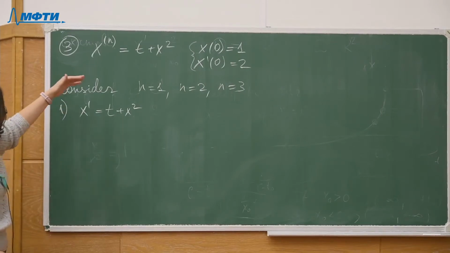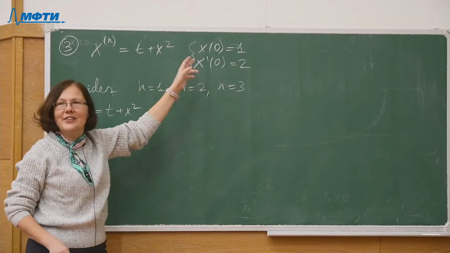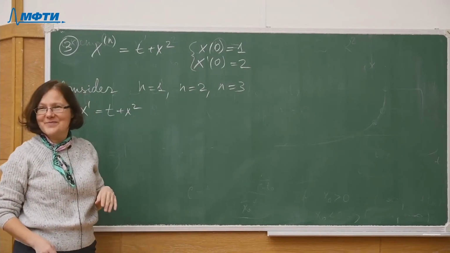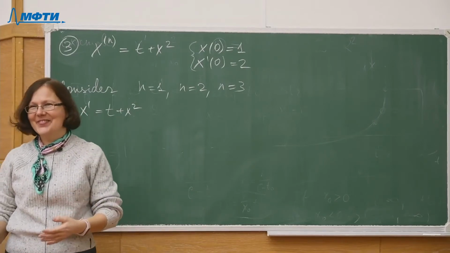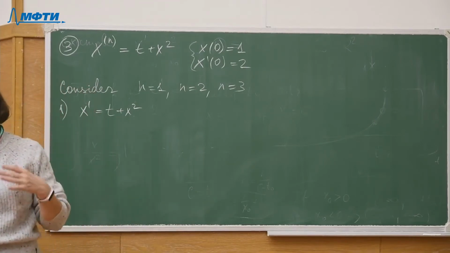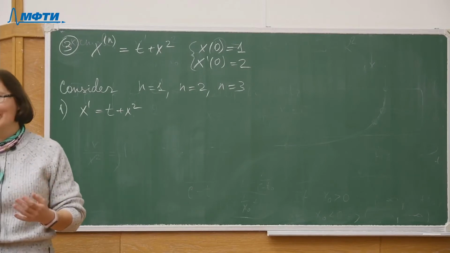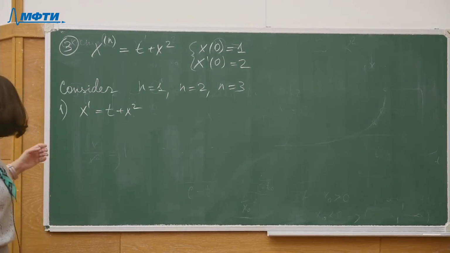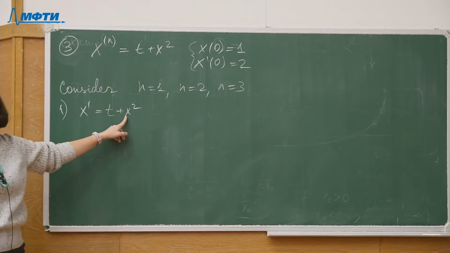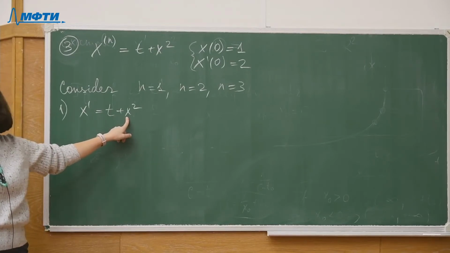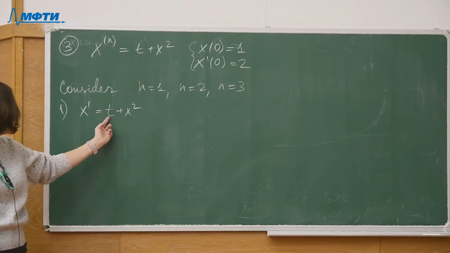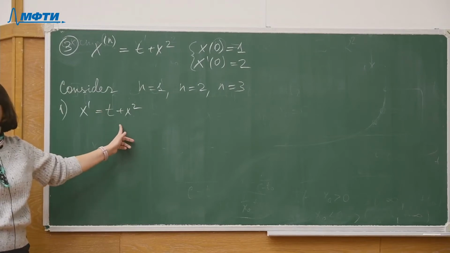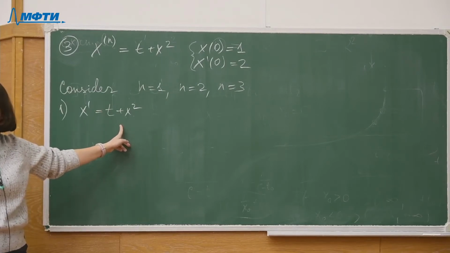How many solutions are there satisfying these initial conditions? What about the Picard-Lindelöf theorem? It guarantees the existence and uniqueness of a solution. In which case? If the right-hand side is continuous and locally Lipschitz in x. This is true, right? Is this function continuous? Yes, the function is continuous.